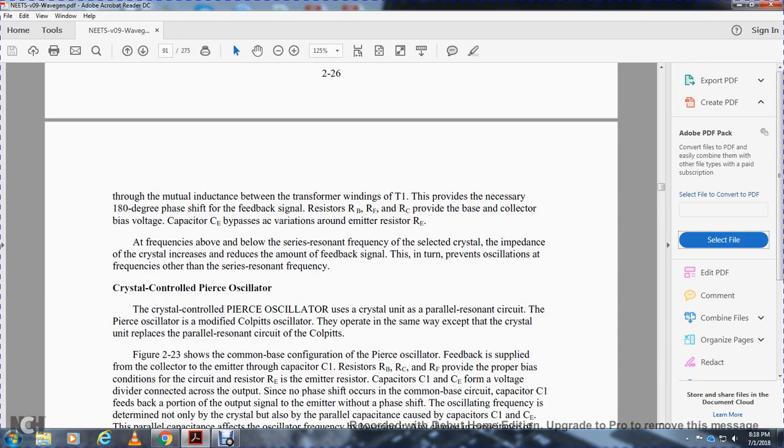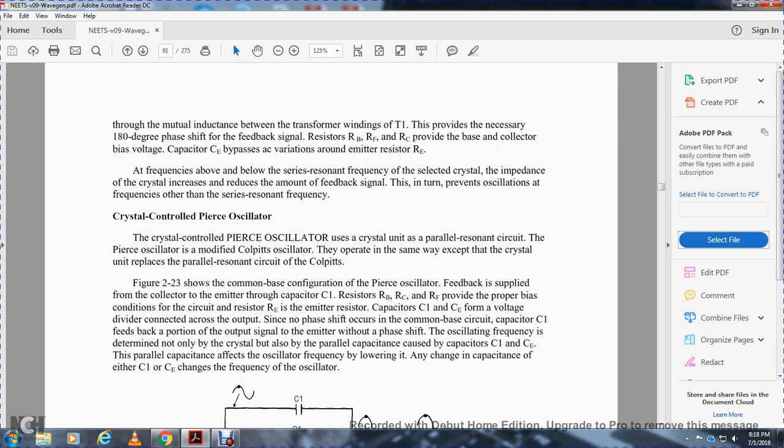A frequency above or below the series resonant frequency of the selected crystal increases the impedance of the crystal and reduces the amount of the feedback signal, preventing oscillation at the other frequencies.